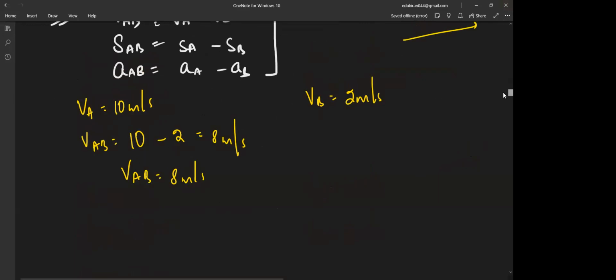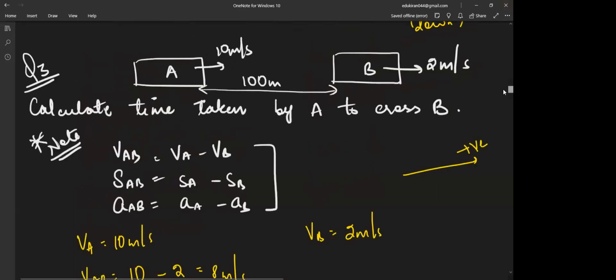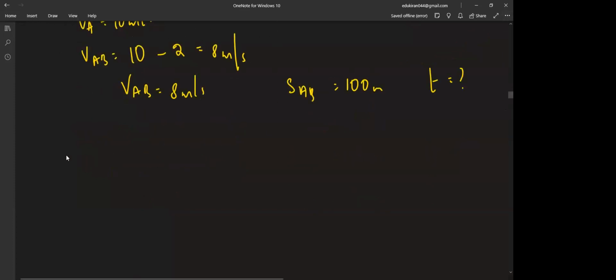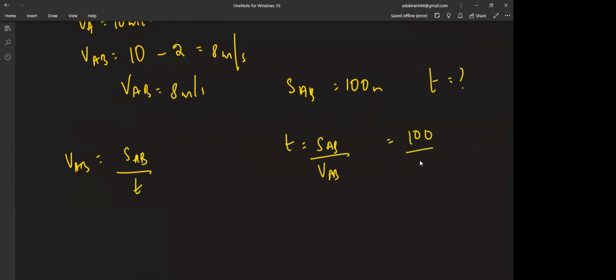The question says the separation between them, that is S_AB, is given as 100 meters. Time is asked. How will we solve it? V_AB will be equal to S_AB divided by T. So time will be equal to relative distance divided by relative velocity, which is 100 divided by 8. Time is 12.5 seconds.